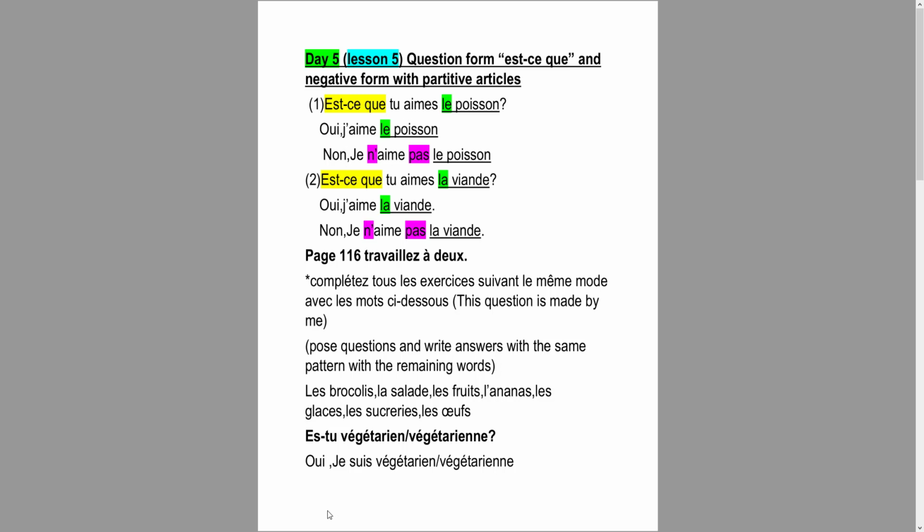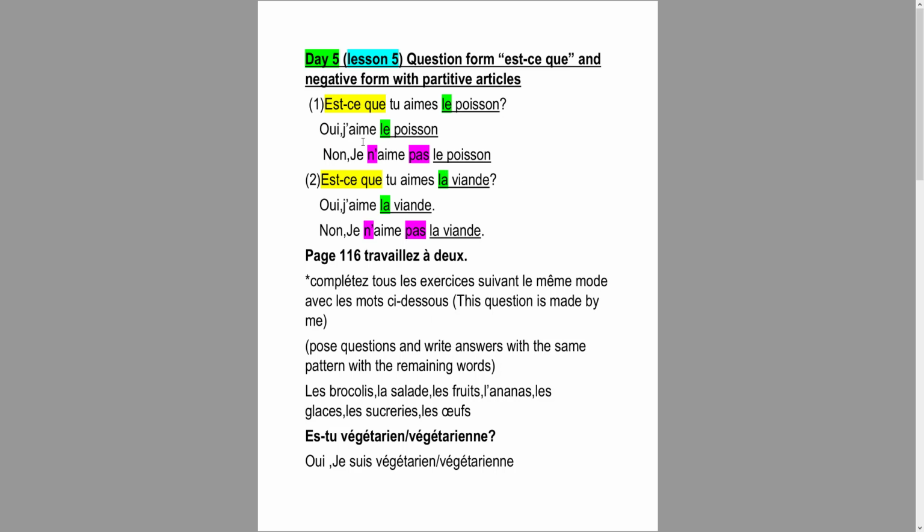Oui, j'aime les broccoli. Non, je n'aime pas les broccoli. The only thing you have to change is this underlined word, which should be changed by selecting a word from here. So for the positive answer and the negative answer, you have to write both. The question word has no changes. Est-ce que tu aimes won't change. Oui, j'aime won't change. Non, je n'aime pas won't change. The only word you have to replace is le poisson, which should be replaced by other words.